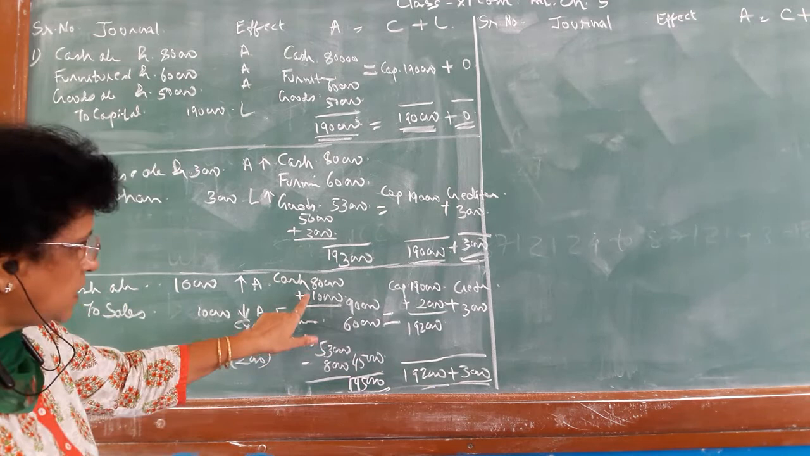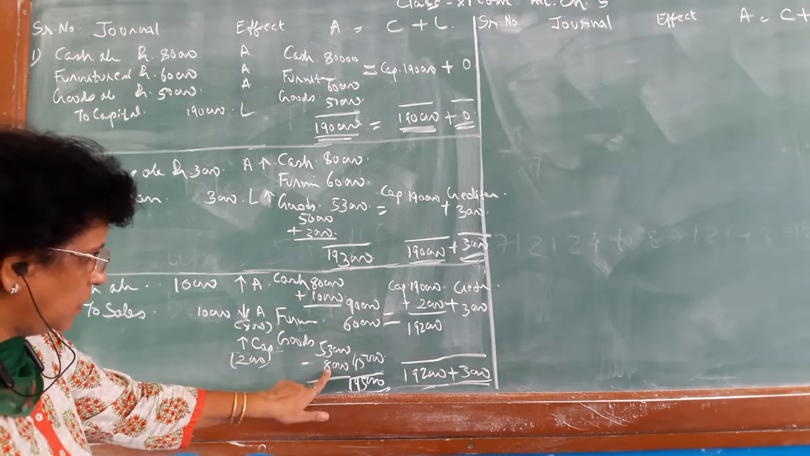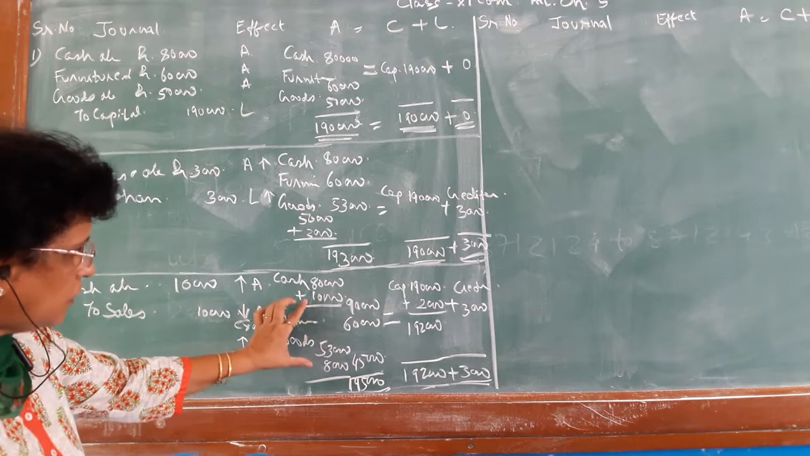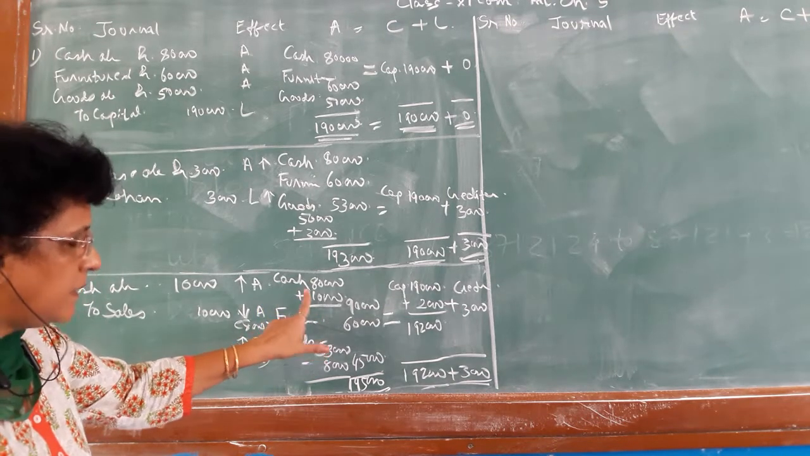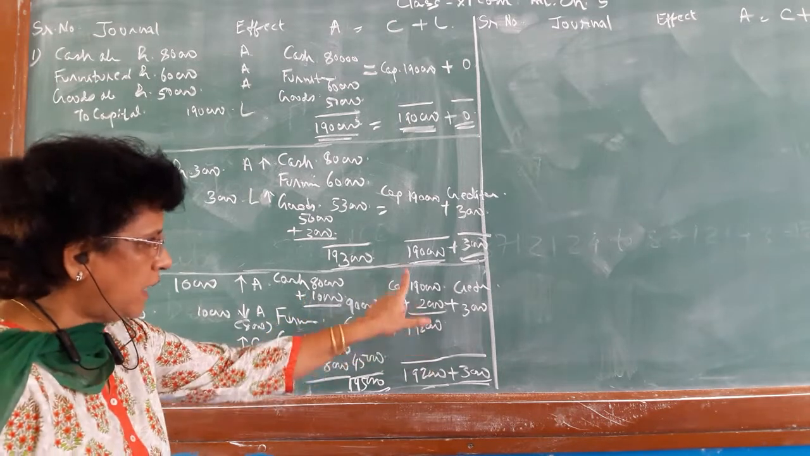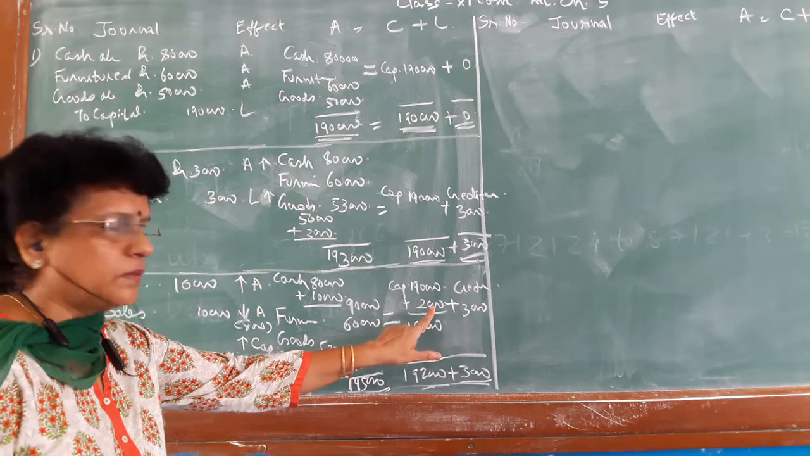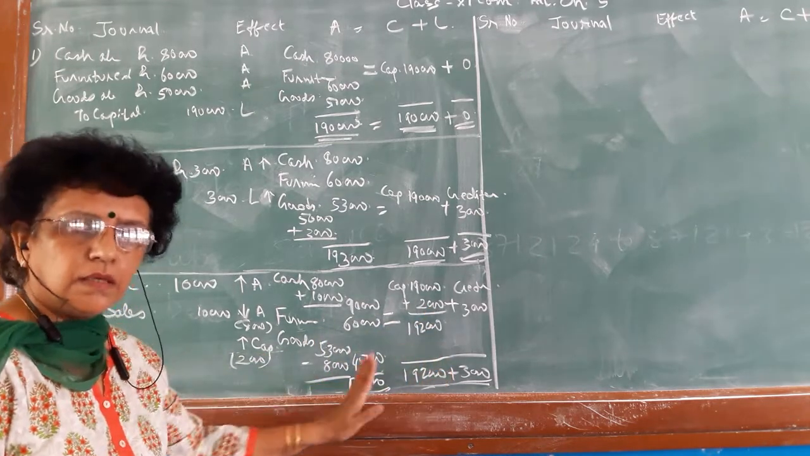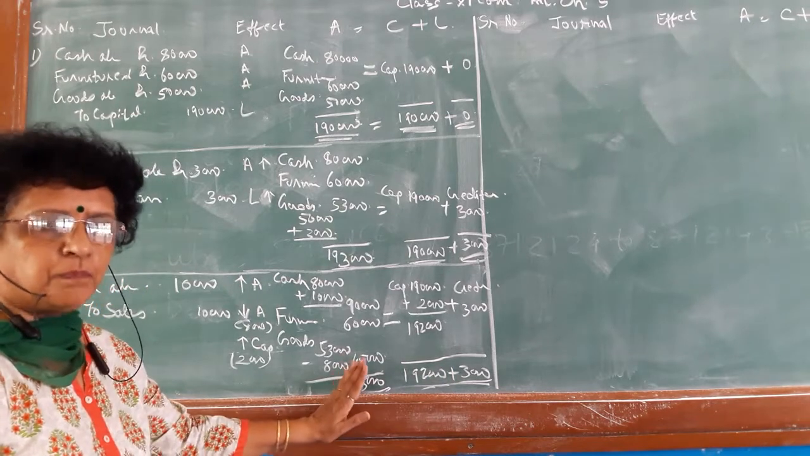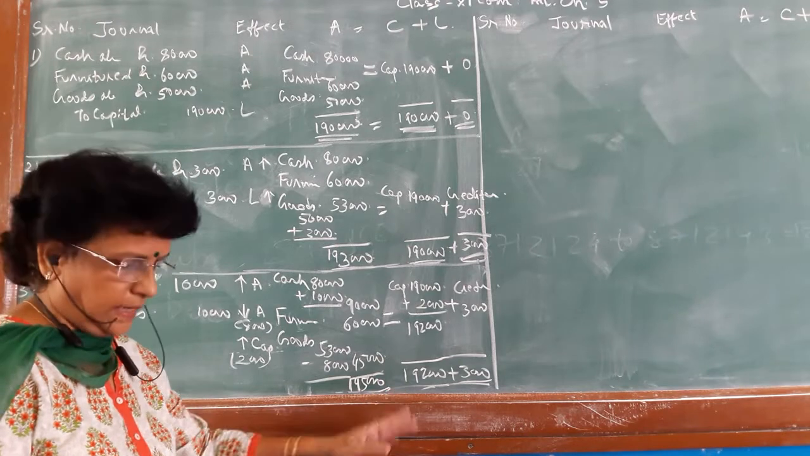Here 10,000 you have added into cash, 8,000 you have subtracted from the goods. So there is an increase of 2,000. The ultimate effect is an increase of 2,000 on the A side. So that 2,000 you have added into the capital as profit of 2,000 rupees. So your equation total remains the same. So every time you need to take care that your equation has to tally.